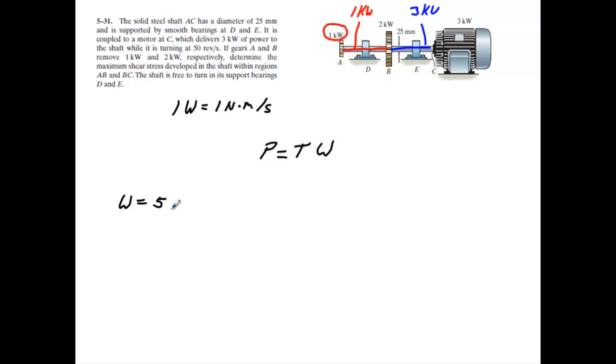Let's do that real quick. We'll multiply that by 2 pi radians per 1 revolution. We go ahead and do that multiplication, and then we will get the angular velocity in radians per second. And we can just call that 100 pi.